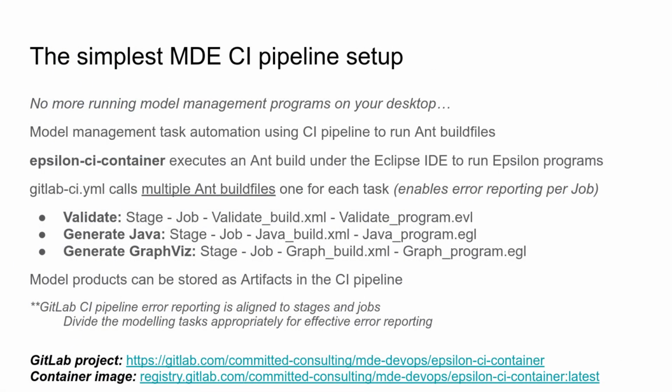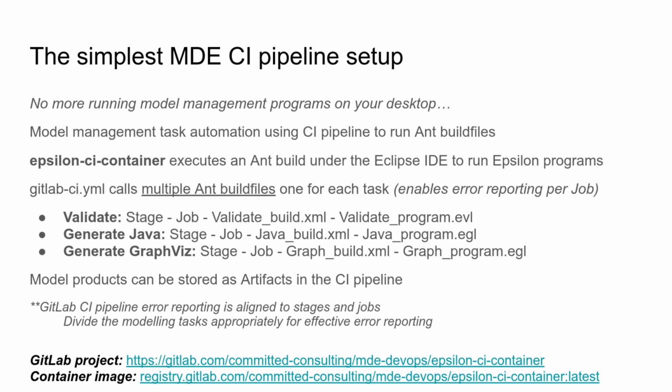So to summarize the demonstration, we've seen that we can automate the execution of Epsilon programs in a CI pipeline using Ant build files. We have a full Eclipse IDE installation with all of the Epsilon tools being controlled using Ant build in a Docker container. Without needing in-depth knowledge of Ant build, it is possible to create a basic pipeline with simple tasks outlined in Ant build to execute a single Epsilon program against a model.